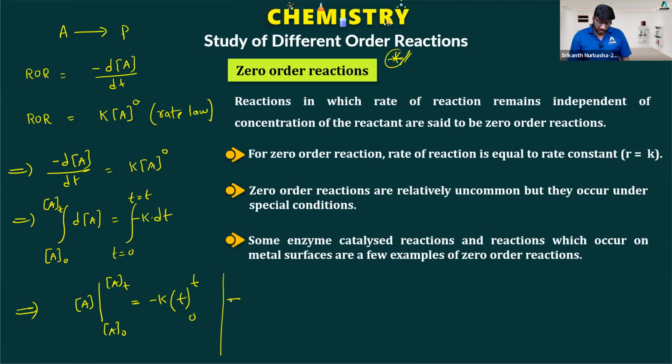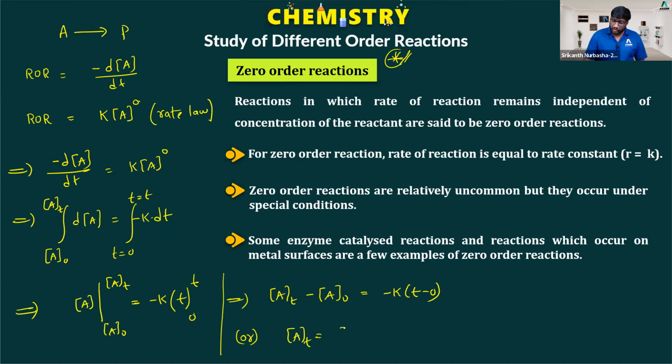I can write concentration of A at any time minus, like, upper limit minus lower limit. Concentration of A at any time t minus concentration of A at time t equal to 0 is equal to minus k into t minus 0. Or you can write concentration of A at any time t is equal to concentration of A at time t equal to 0 minus k into t. This is your integrated rate equation for the zero order reaction.